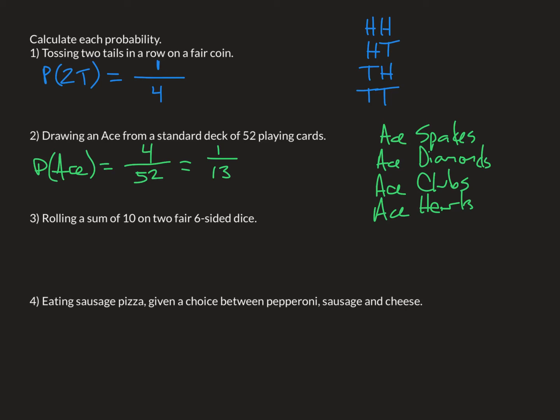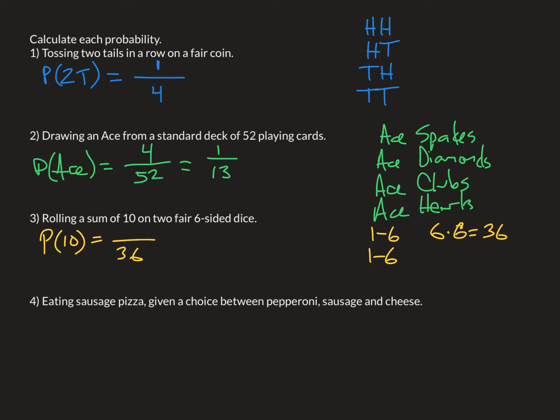In number 3, what's the probability of rolling a sum of 10 on 2 different fair 6-sided dice? So we're going to roll 2 dice, and we're going to get a 10. Well, on one die, I can get anywhere from 1 through 6, and on the other die, I can get anywhere from 1 through 6. So there are 6 times 6 potential outcomes, so there are 36 elements in our sample space. We can talk about getting a 1 and then a 1, a 1 and then a 2, a 1 and then a 3, a 1 and then a 4, and so on. There's 36 of them total.